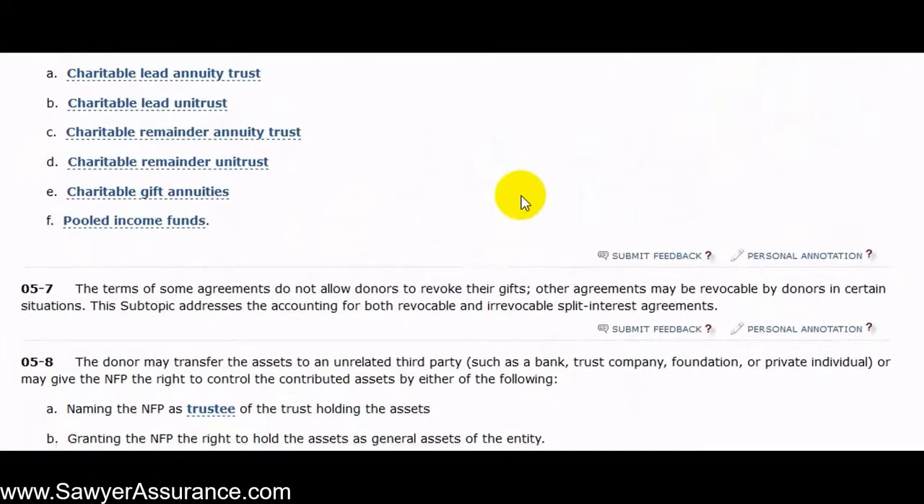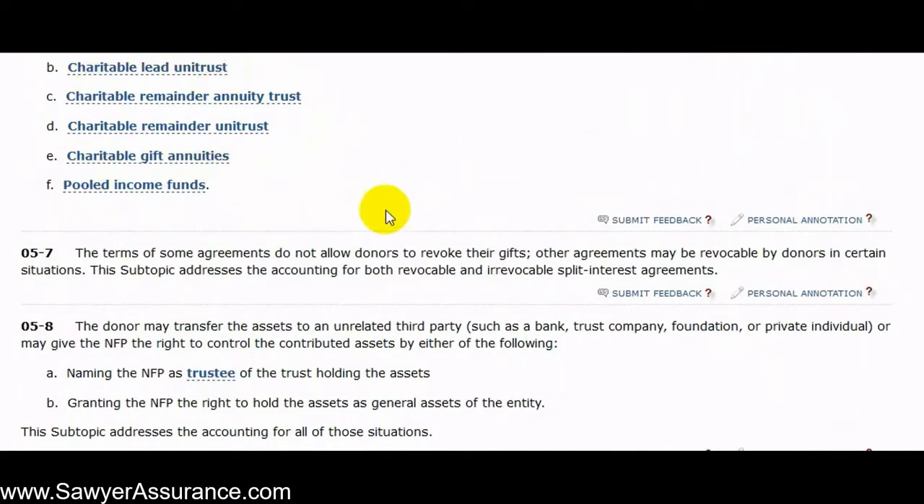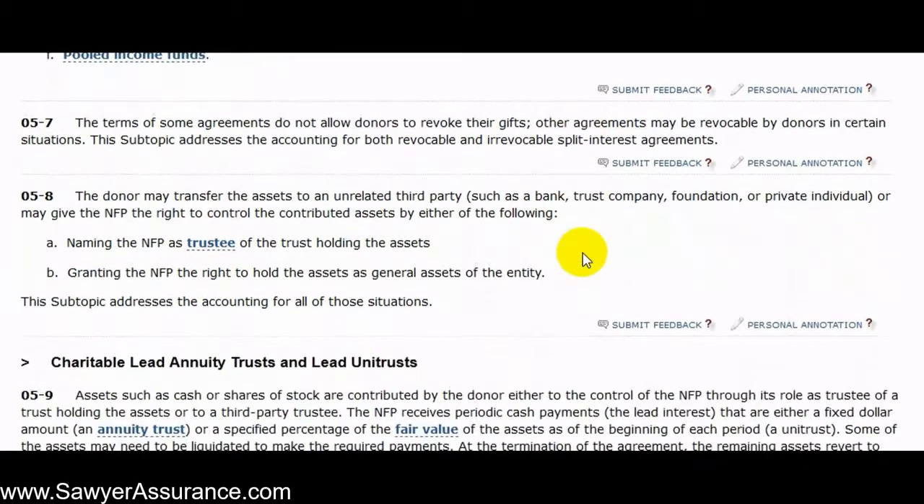But this section also specifies more scope-related items dealing with split interest agreements. It says that some of these agreements will allow the donor to revoke their gifts, and some of them don't allow them to revoke. So they're either revocable or irrevocable, and we will discuss each of those types of agreements in subsequent videos, but just understand that there are agreements where the donors can revoke their gifts and agreements where the donors cannot. And there's a different way of accounting for each of those.